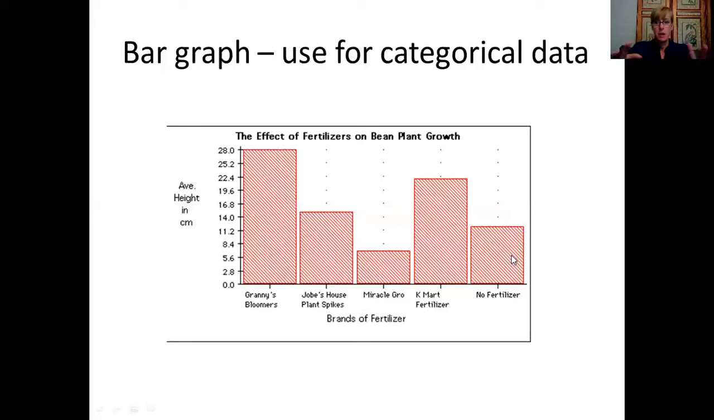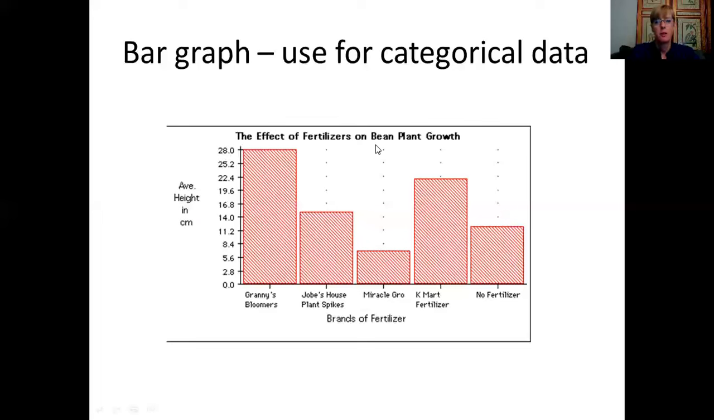So basically I can randomly assign these plants to get a certain kind of fertilizer or nothing. That's my control group. How many levels of my independent variable do I have here? 5. There are 5 categories. And then I measured their growth, average height in centimeters. That probably means I had multiple plants in each category as participants, and I measured all those individual plants and averaged them for each category, and I've graphed them.